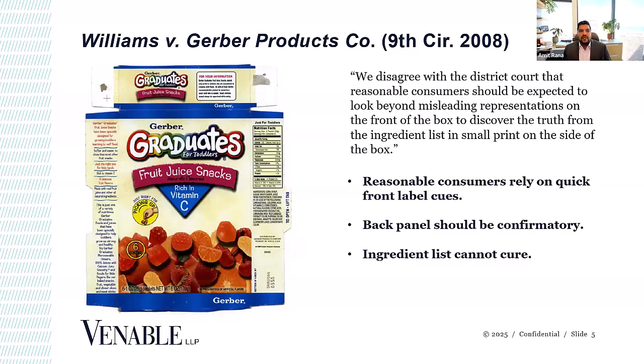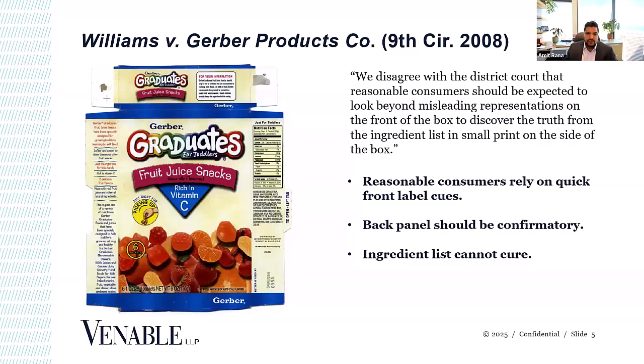It drew a clear fault line in these cases that consumers should be expected to rely on quick front label cues, and that the ingredient list and any other disclaimers on the back of the package or the side of the package should not be able to cure that. It's the quintessential front label governs rule, and that the back label can confirm the front, but it cannot contradict the front.